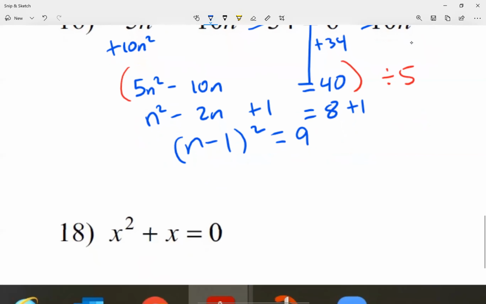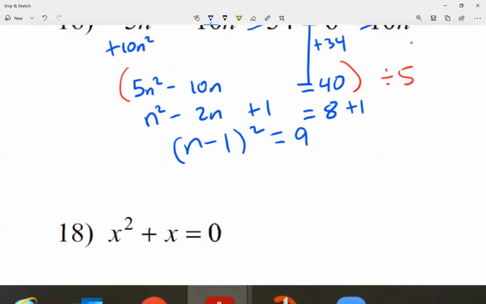Let me do the square root on each side. N minus 1 all squared, and then I get the square root of that. That just gives me n minus 1. Plus or minus 3. Right? The square root of 9 is 3. This minus 1, let me move it over as a positive 1. So I get that n is equal to positive 1 plus or minus 3.